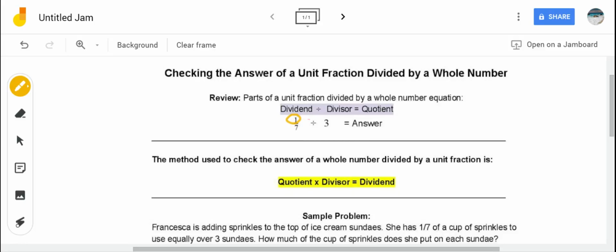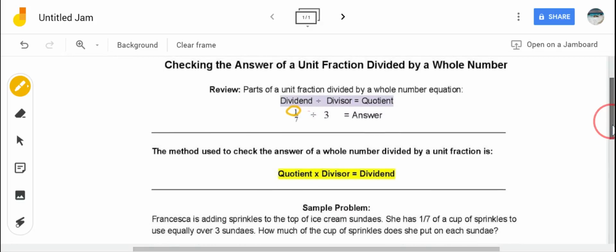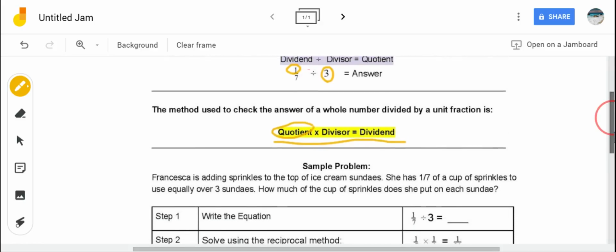The method used to check the answer of a unit fraction divided by a whole number is this equation. Quotient times the divisor equals the dividend. So the quotient, which is our answer in a division problem, times the divisor, which in this case is the number 3, should give us the dividend, which is our unit fraction, and in this case it's 1/7. So let's go through the steps.